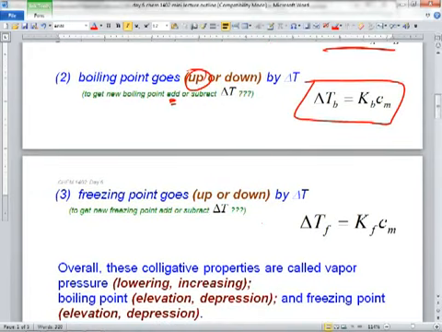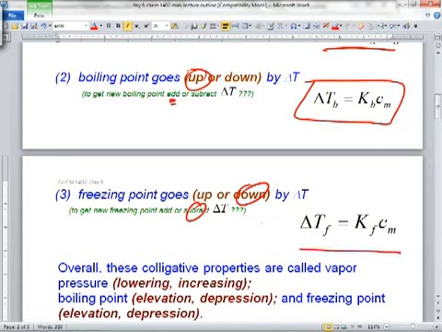Freezing point. We mentioned this earlier. Dump something in water, the freezing point goes down. It's like that ice idea, right? The ice melts, the freezing point goes down by delta T. Now it may not be water, it could be any solvent. To get the new freezing point of a solution, we have to subtract delta T from the pure solvent's freezing point. And here's our equation. Delta TF is KF times CM.